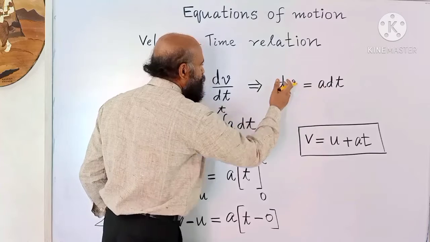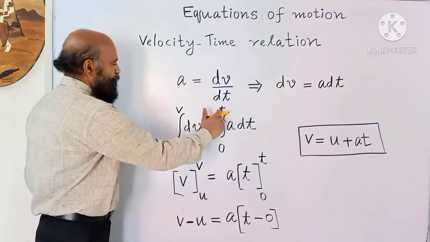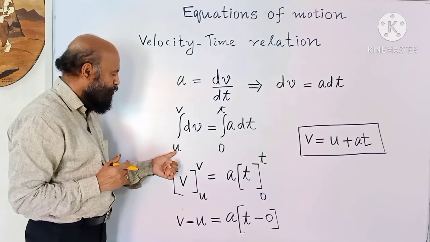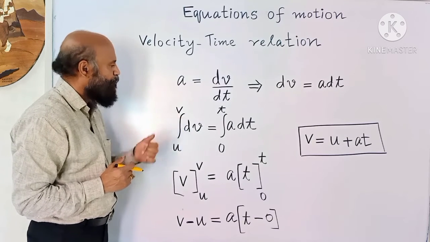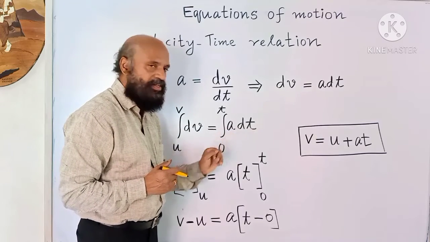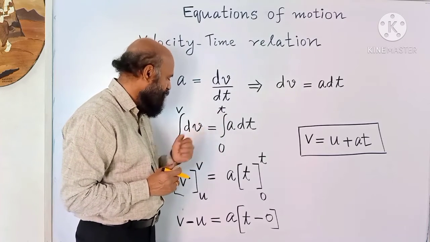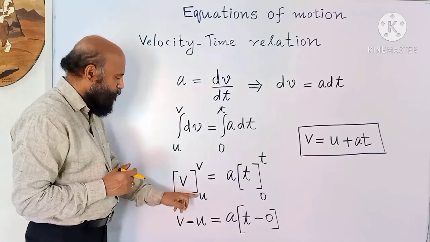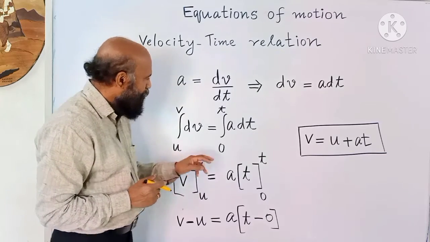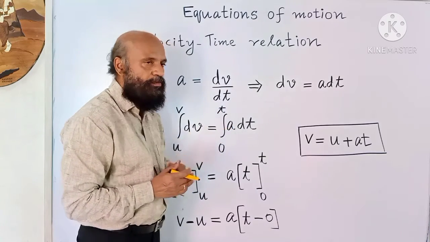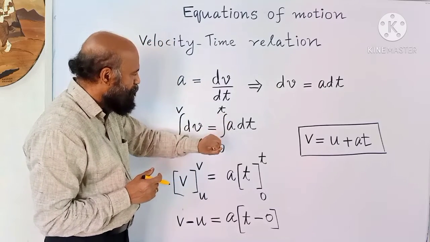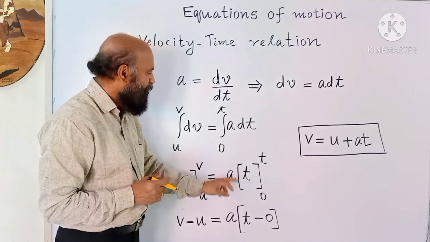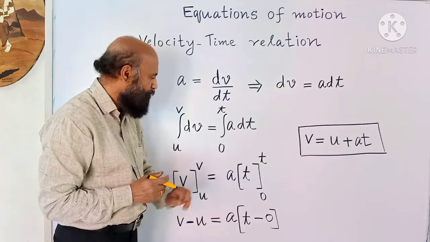Integrate this expression on both sides. This side variable is velocity. Initially velocity is u, final velocity is v. This side variable is time. Initially time is 0, finally time is t. Integral of dv is v. Then apply the limits, lower limit u, upper limit v. a is a constant because it's uniformly accelerated motion, so a can be taken outside. Then integral of dt is t. Initially time is 0, finally time is t.